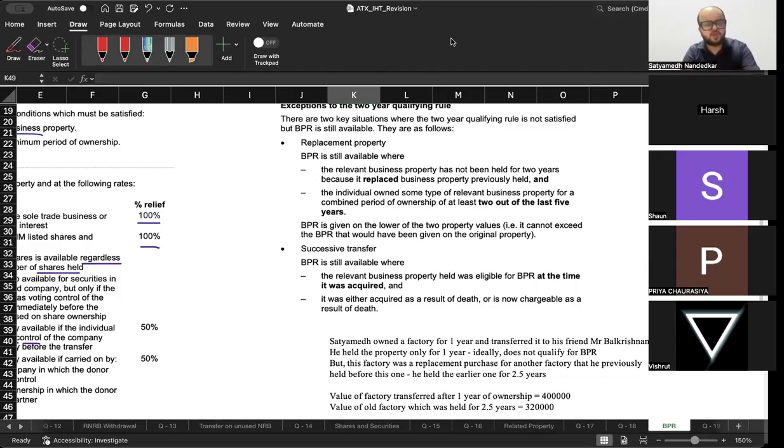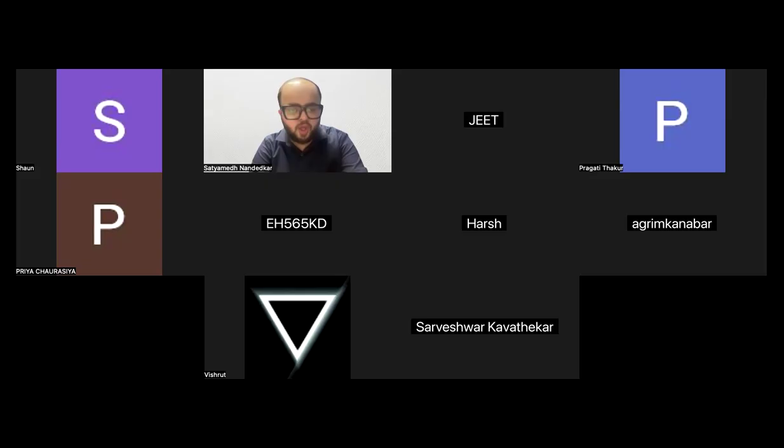Now, exceptions to the qualifying period calculation. Remember, there are four assets which are eligible for BPR. Now, BPR can be withdrawn, and there is a concept of accepted assets. This concept of accepted assets is applicable in multiple other situations also.